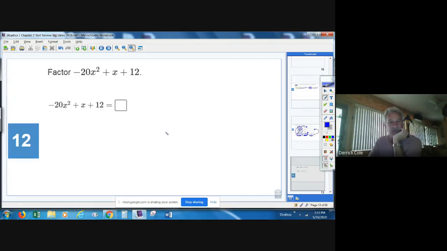Factor negative 20x squared plus x plus 12. So I need to multiply these two guys. Negative 20 times 12 is negative 240. So I need the factors of negative 240 that give me 1. I'm going to be honest with you. I sat here with my calculator and I said, hey, what are the factors of negative 240? I put in 20. That ain't it because it's 12. So that gives me a difference of 8. I need a difference of 1.